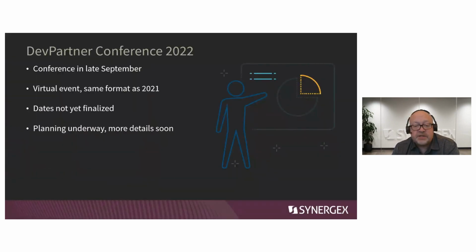Finally, in terms of services and events, we have made it to the final slide. I'm pleased to inform you all that we will be offering a Dev Partner Conference later in the year. Dates have not been finalized yet, but it will most likely be in mid to late September. This will once again be an online event following much the same format as the previous conference last year in 2021. We are currently working on detailed plans, including putting together what we hope will be an amazing agenda of sessions for you all to attend.